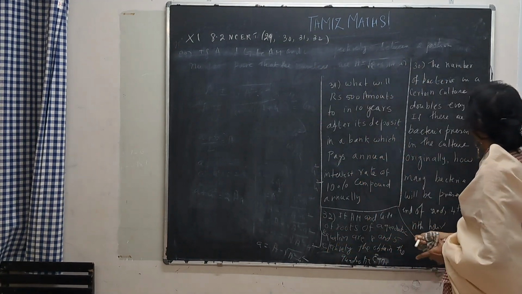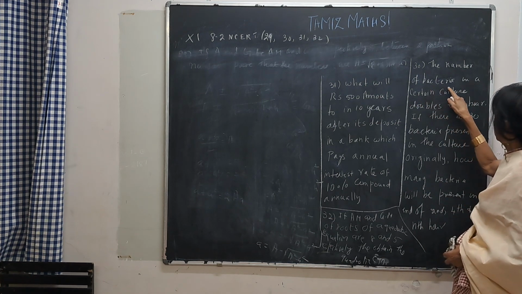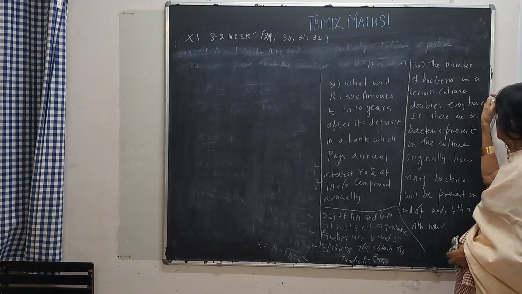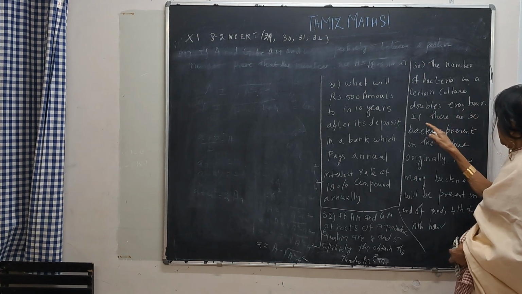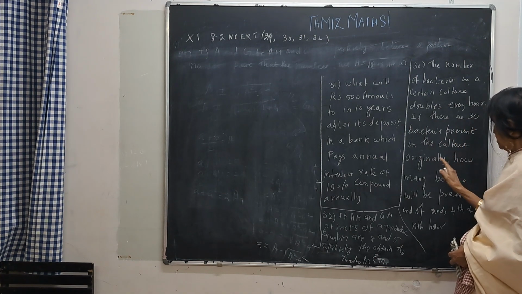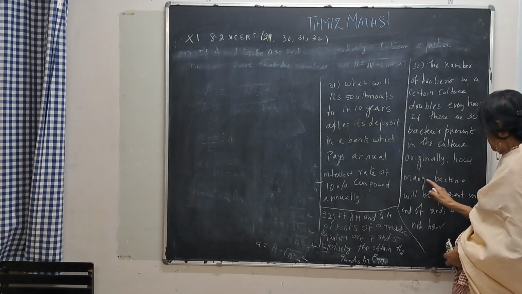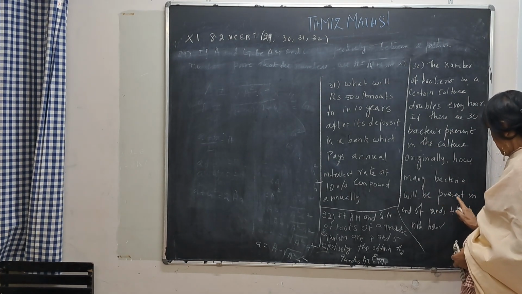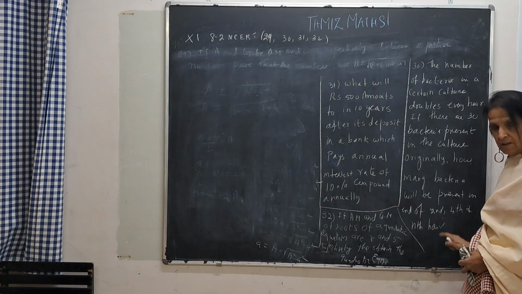Now we go for 30. 30 says, the number of bacteria in a certain culture doubles every hour. If there are 30 bacteria present in the culture originally, how many bacteria will be present in the end of second, fourth and the nth hour?